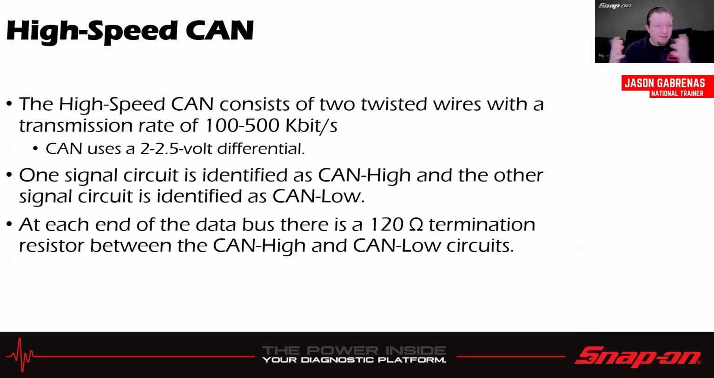So there are different speeds: low speed, high speed, mid speed. High speed CAN consists of 2 twisted wires with a transmission rate of 100 to 500 kilobits per second. And it uses a between 2 and 2.5 volt differential. There's a little bit of a range that's allowed in the spec. One signal circuit is identified as CAN high and the other one is CAN low.